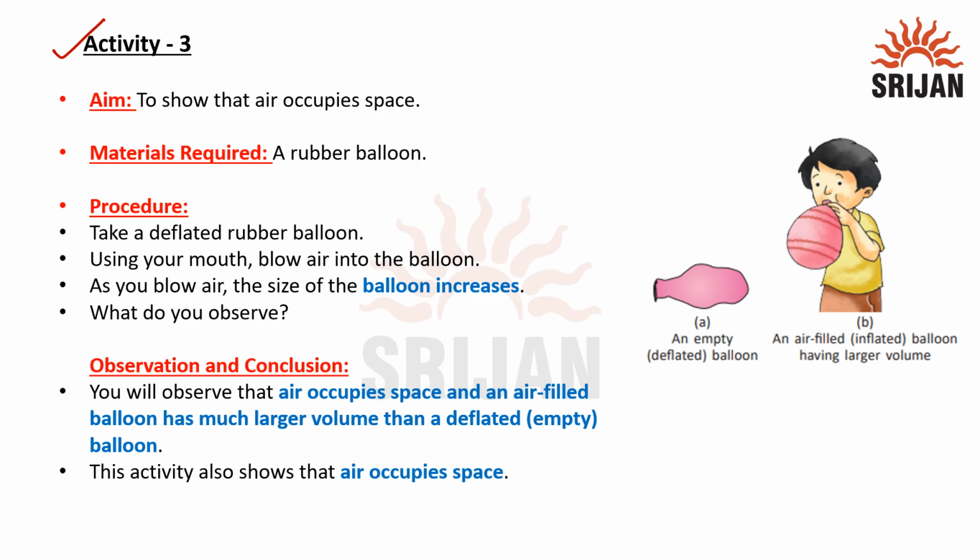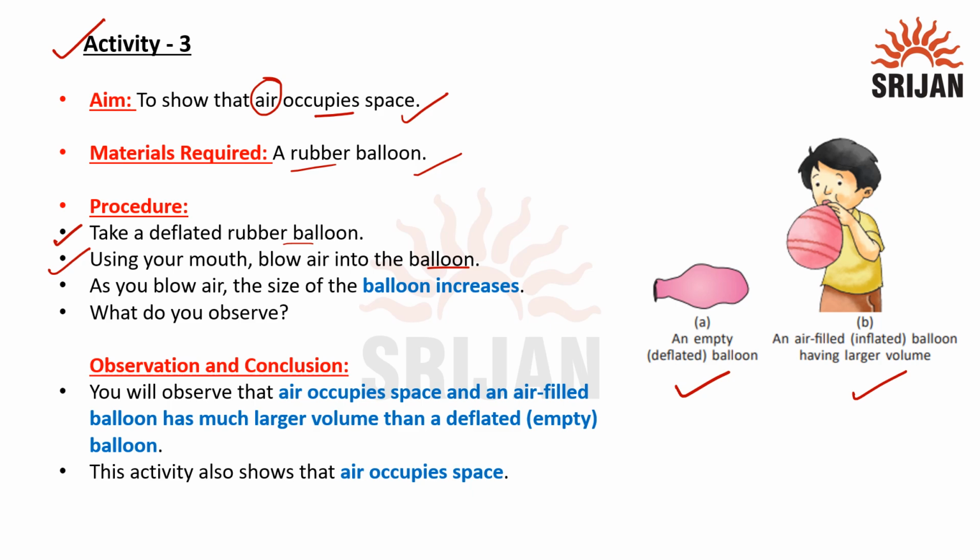Now we will perform the third activity. In this activity we will understand that air occupies space. What are the materials required? A rubber balloon. What is the procedure? Take a deflated rubber balloon. You can see here an empty deflated balloon. Using your mouth, blow air into the balloon. You can see this in the image.